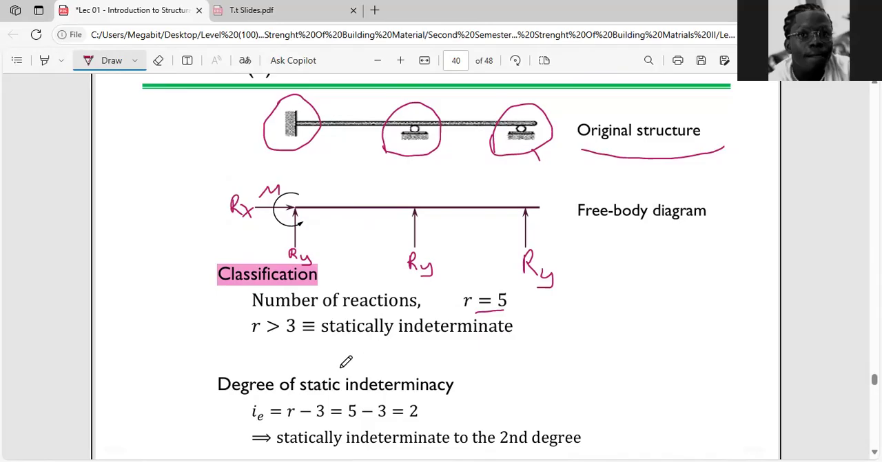Secondly, R is greater than 3. We are saying if R is greater than 3, then the structure becomes statically indeterminate. Yes, of course. This is an indeterminate structure, because for it to be determinate, R has to be equal to 3. But in this case, it is more than 3, so it becomes indeterminate. Once you realize R is 5, it becomes indeterminate.